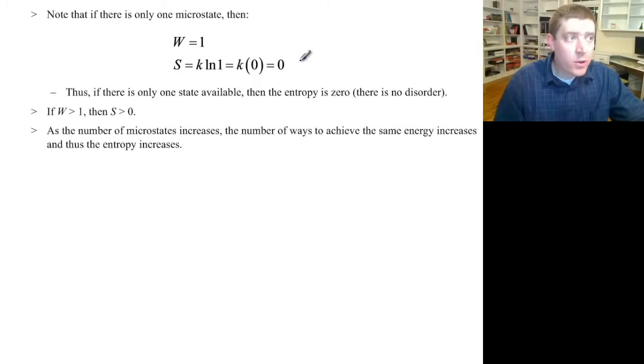As long as W is greater than 1, then S is greater than 0. So as long as the number of microstates is greater than 1, the entropy of the system is non-zero. There's some positive amount of entropy around. And as the number of microstates increases, as W increases, the number of ways to achieve the same energy increases. So our entropy is increasing. We have more ways of rearranging our molecules.